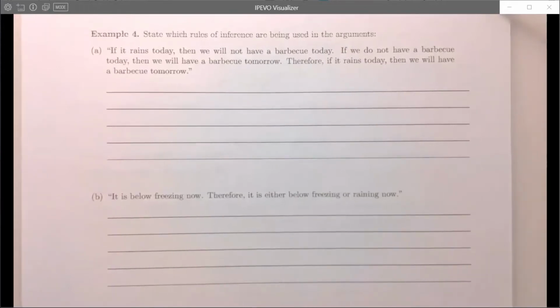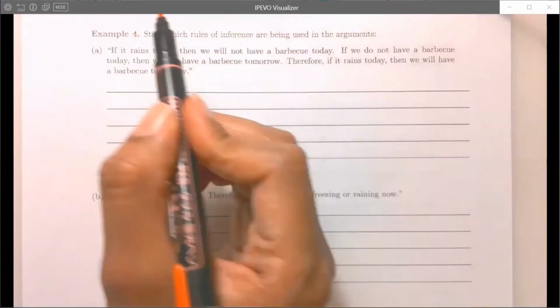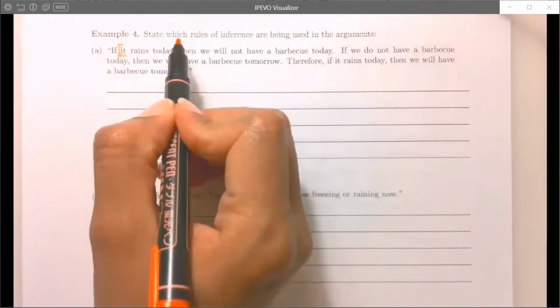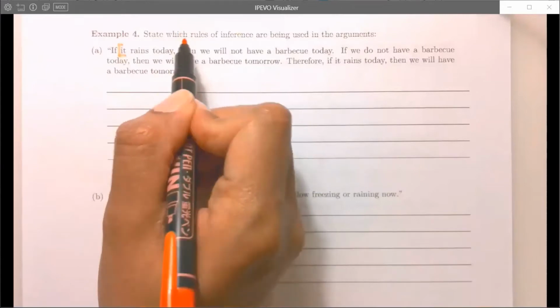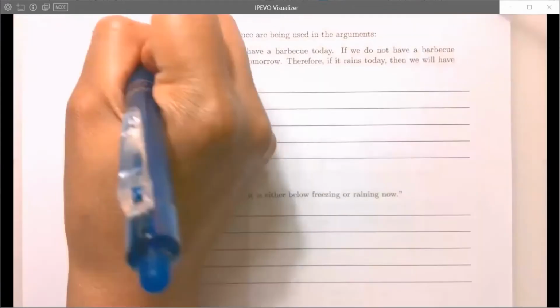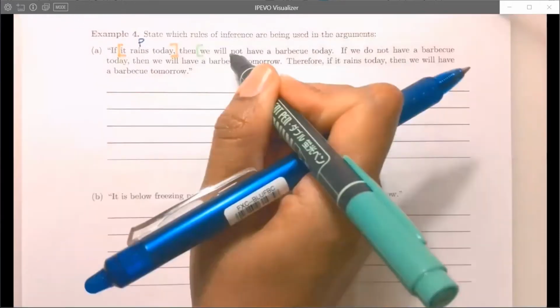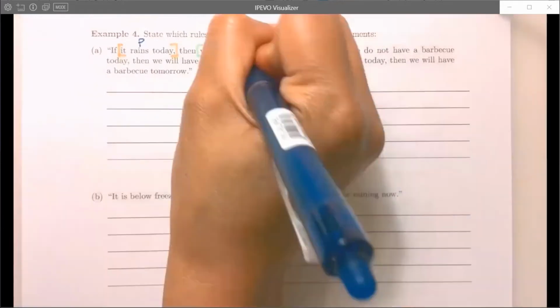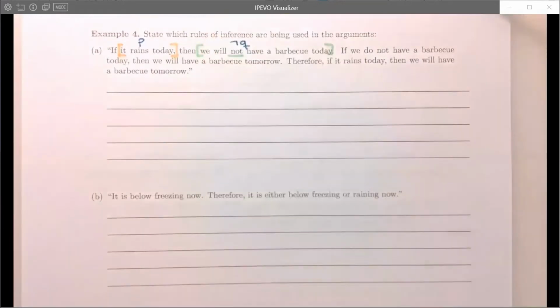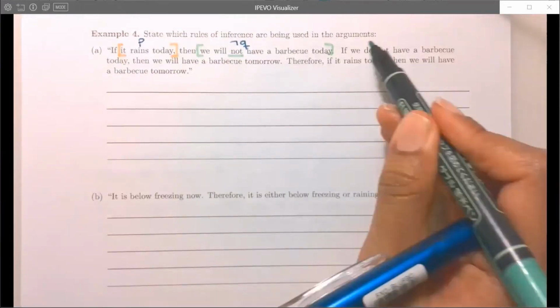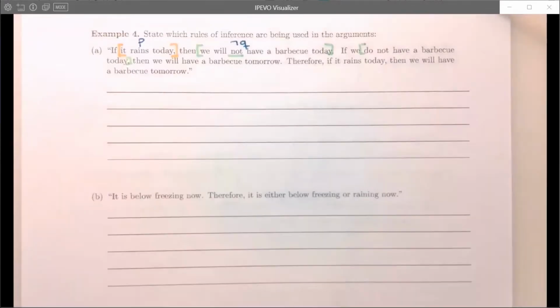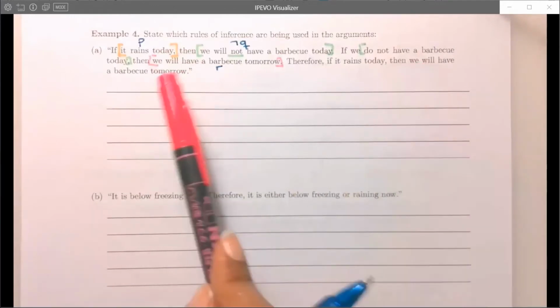In order to do so, we need to define variables. And since there's quite a few statements here, I'm simply going to be highlighting and then labeling the variable right above it. So if it rains today, I'm going to use P for that. We will not have a barbecue today. I'll use negation Q for it, since we do have not. If we do not have a barbecue today, so that's still negation Q. Then we will have a barbecue tomorrow. That's going to have to be a different variable. Let's call it R. Therefore, if it rains today, that's P. Then we'll have a barbecue tomorrow, that's R.